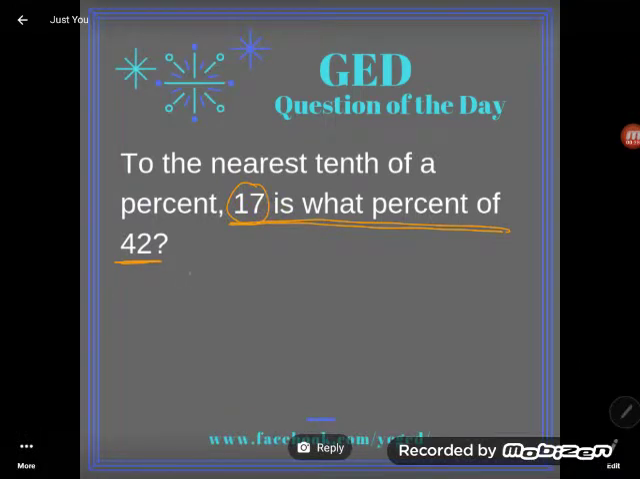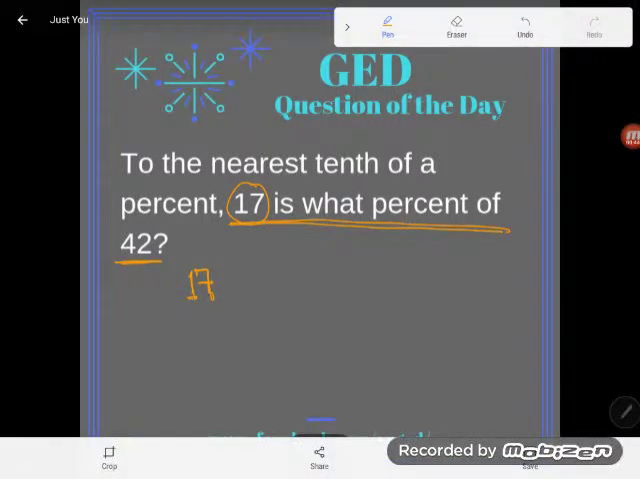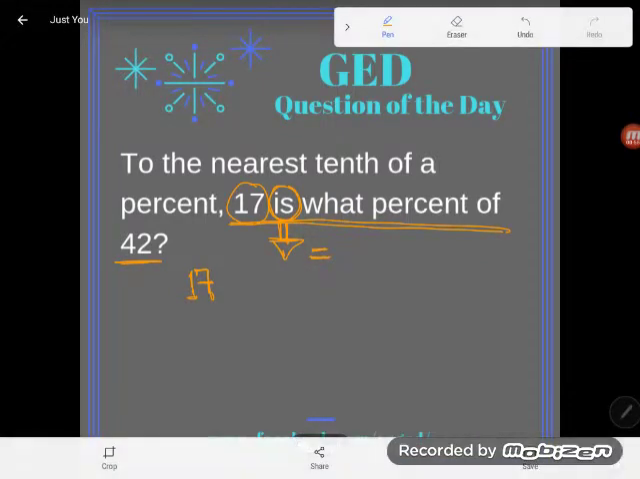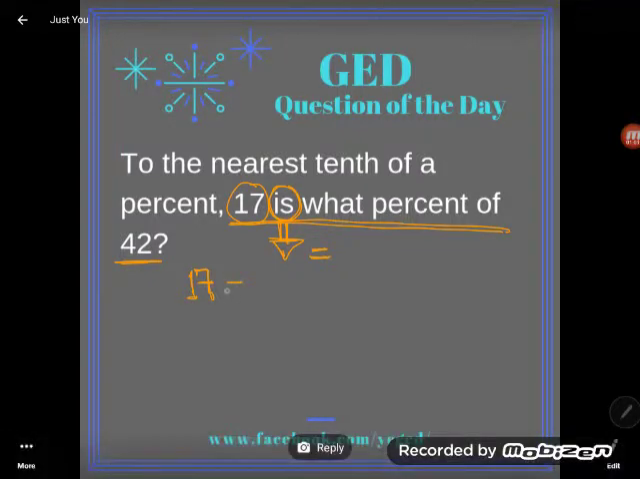Obviously, the number 17 is already in the language of signs and symbols that we use in algebra, with the numeric symbols. So I'll just write that down. Now, we learned last video that if you say something is something else in math, you're saying that the two things are equal, like 17 is 2x would mean 17 equals 2x. So is means equal. So when I see the word is, I'm going to write an equal sign.